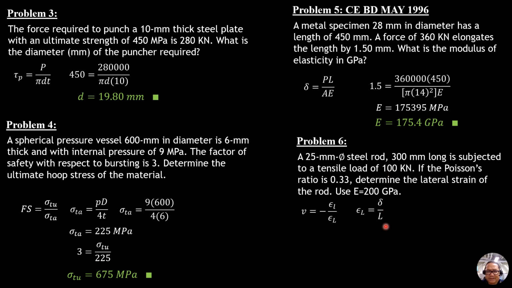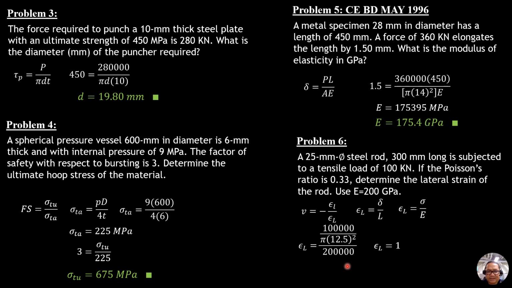So lateral strain is sigma over E. Delta is PL over AE, or stress times length over AE, so longitudinal strain is sigma over E, from sigma equals strain times E. This sigma is force over area, and E is 200,000 megapascals. So sigma is force 100,000 divided by area pi times 12.5 squared, radius 12.5, divided by E, which is 200,000.